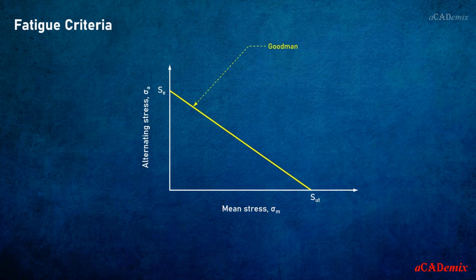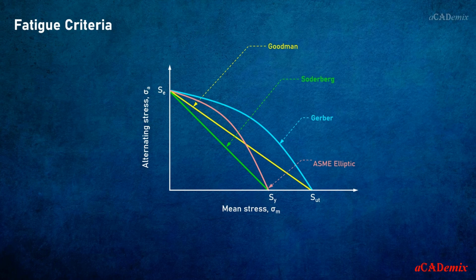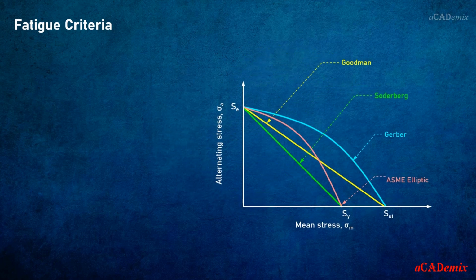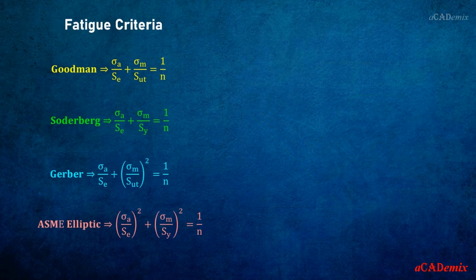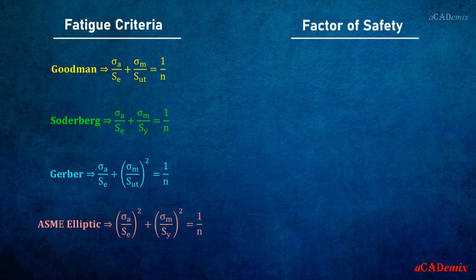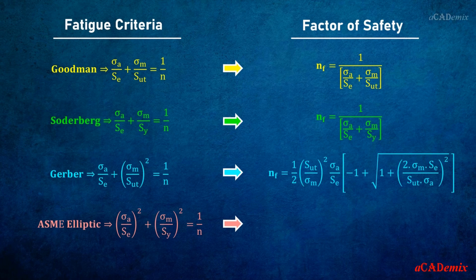Like Goodman, we have Soderberg criteria that connects endurance limit and yield strength. These two are conservative criteria. From the lab results or from experimental data, plots fit data better like Gerber, which connects endurance limit and ultimate strength, or ASME elliptic criteria, which connects endurance limit and yield strength. These are the relations for the four criteria: Goodman, Soderberg, Gerber, ASME. These are the respective factors of safety for Goodman, Soderberg, Gerber, ASME elliptic.